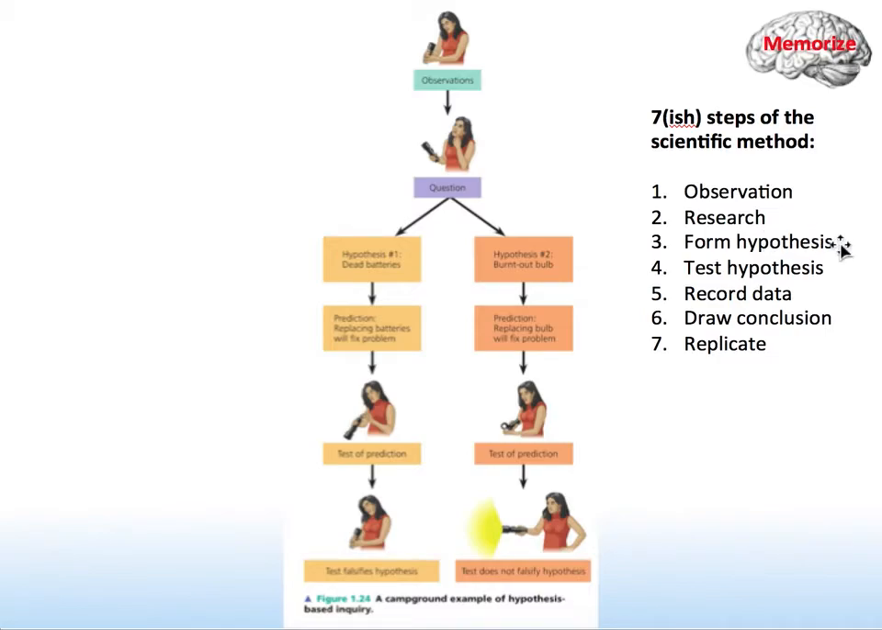They will first form a hypothesis of what they think is going on in that process. Then they will test that hypothesis. They will record the data, draw conclusions from that data, and these steps right here might repeat over and over again until they think that they have found the answer. And then an important component of science is replication. So other scientists might come by and try to replicate their results.